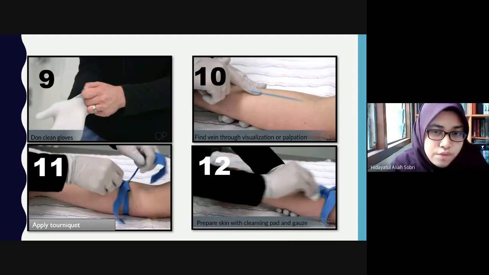Next, to find the vein, we can use visualization or palpation. We need to tap it or ask the patient to make a fist, and then apply the tourniquet. After applying the tourniquet, prepare the skin with the cleansing pad and gauze. Use the alcohol swab for 30 seconds, and let it dry for 30 seconds. Next slide.